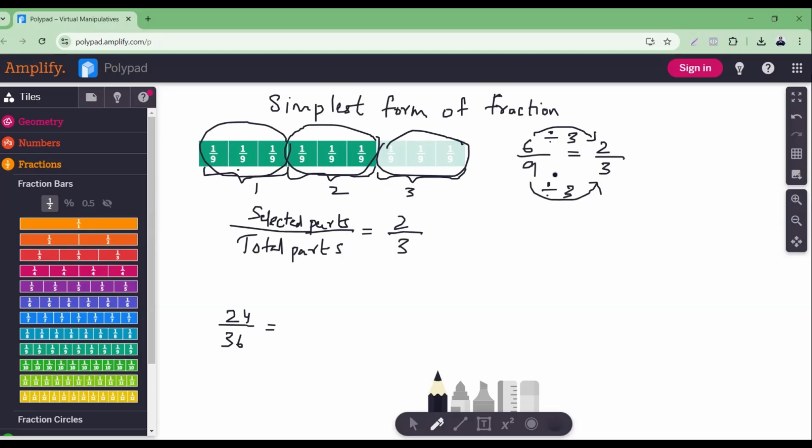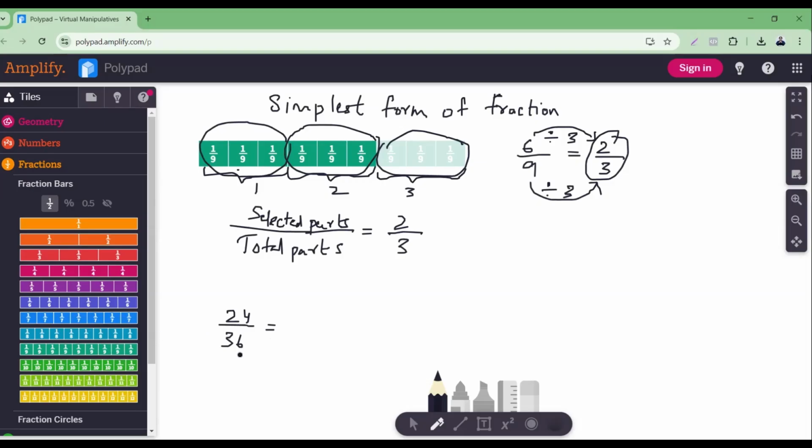If you do not know what equivalent fractions are, go back and check my other videos about equivalent fractions. Now, simplest form of a fraction means you're just finding an equivalent fraction for the given fraction. For 6 by 9, you're finding the equivalent fraction which is the simplest. You cannot find anything much simpler than this. That's what the meaning is. Now, can I find an equivalent fraction for 24 over 36?